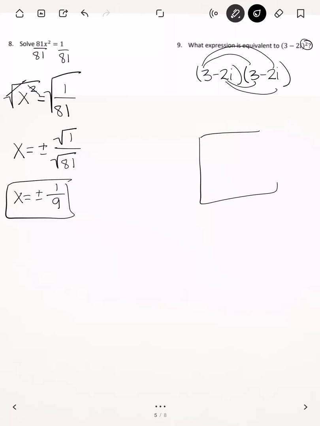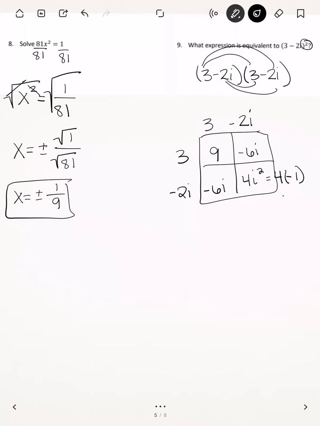I prefer the box method. Okay, so I'm going to write out my box. I have 3 minus 2i, 3 minus 2i. 3 times 3 is 9. 3 times negative 2 is negative 6i. Negative 2i times 3 is negative 6i again. Negative 2i times negative 2i is a positive 4i squared. Remember, i squared equals negative 1, which turns that into a negative 4.